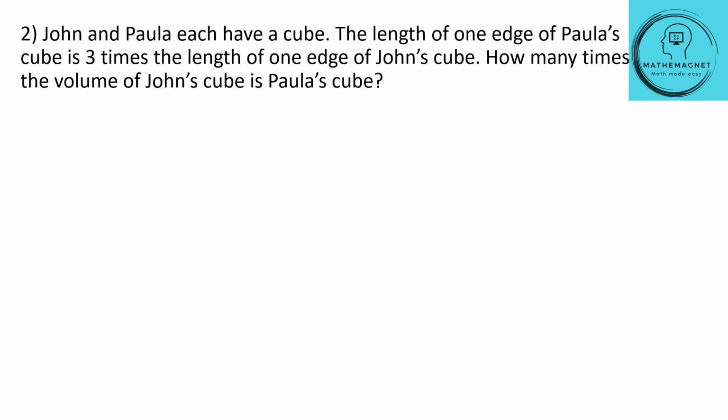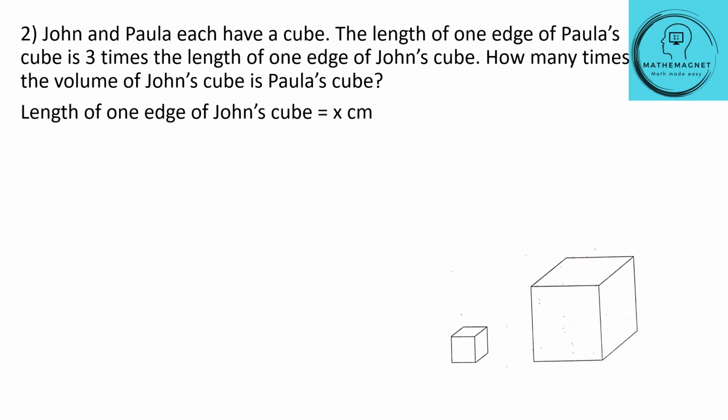Question number 2. John and Paula each have a cube. The length of one edge of Paula's cube is 3 times the length of one edge of John's cube. How many times the volume of John's cube is Paula's cube? Now this is the image that is given. The small cube belongs to John and the bigger cube belongs to Paula. Length of one edge of John's cube is, let us assume, x centimeters. Now the length of one edge of Paula's will be 3 times x, correct? It is 3 times the length of one edge.